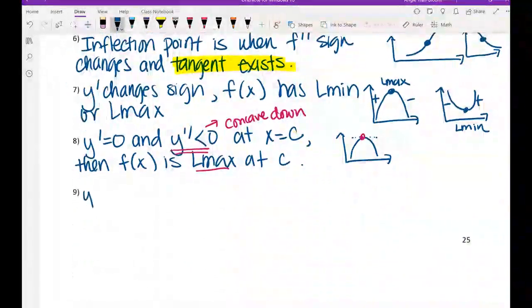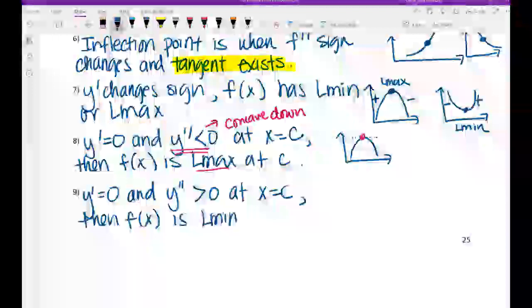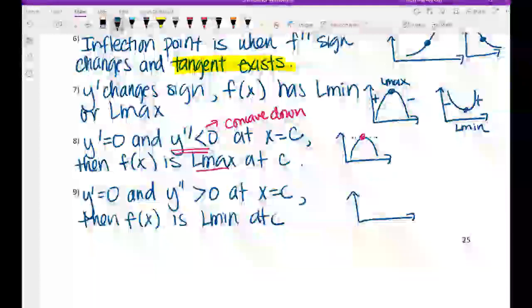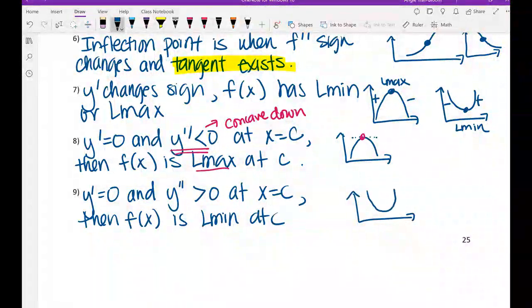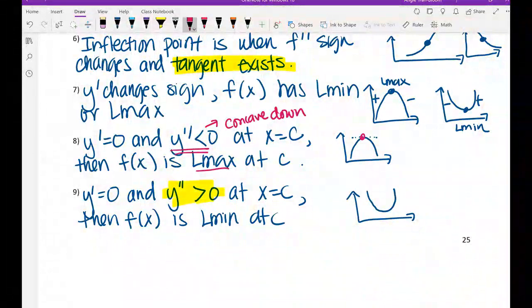Last one. If y prime equals 0 and the double derivative is positive, concaving up, at x equals c, then f of x is a local min at c. Similarly, if y prime is 0, you have a horizontal tangent, and the double derivative is positive, so you're concaving up. If you're concaving up with a horizontal tangent, then this would be a local min, and this I'm going to write local max on top. And that's everything.